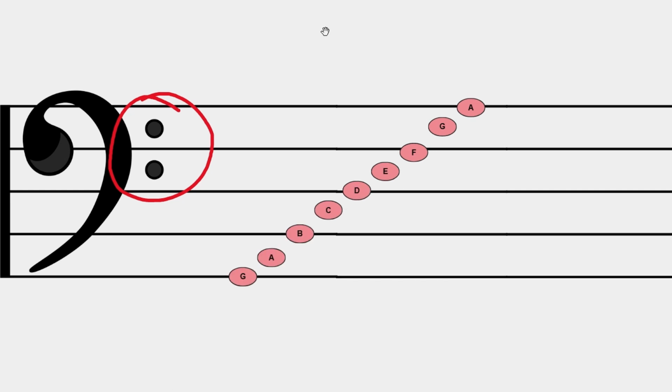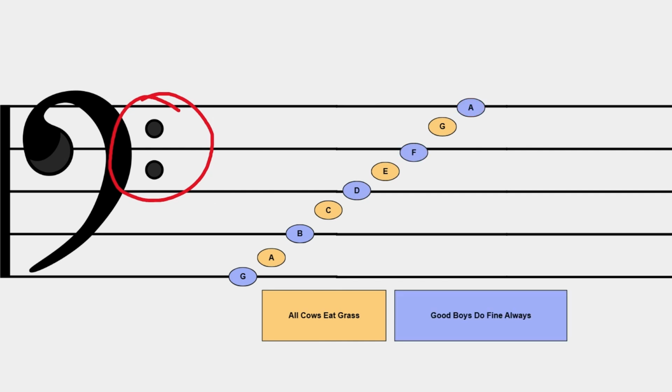In order to remember these, the mnemonics we use for spaces are A, C, E, G, all cows eat grass. And for lines, G, B, D, F, A, which is good boys do fine always. Or, if you think that's too similar to the treble clef, good boyfriends don't forget anniversaries. Or, good burritos don't fall apart. Feel free to make your own phrases for these, whatever helps you remember them. That's the main purpose of this.